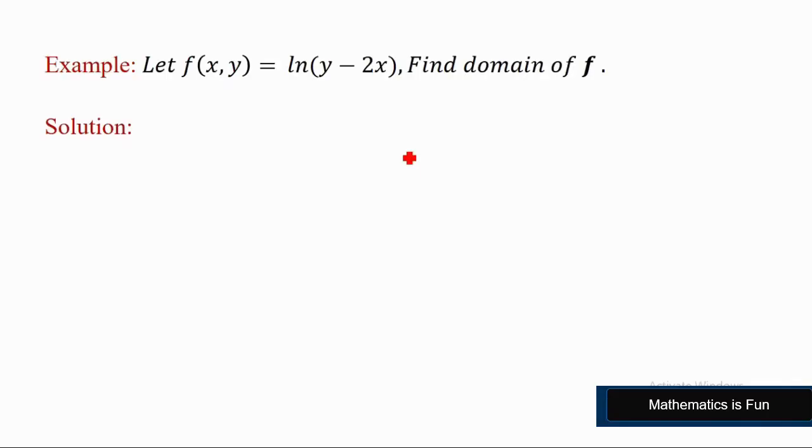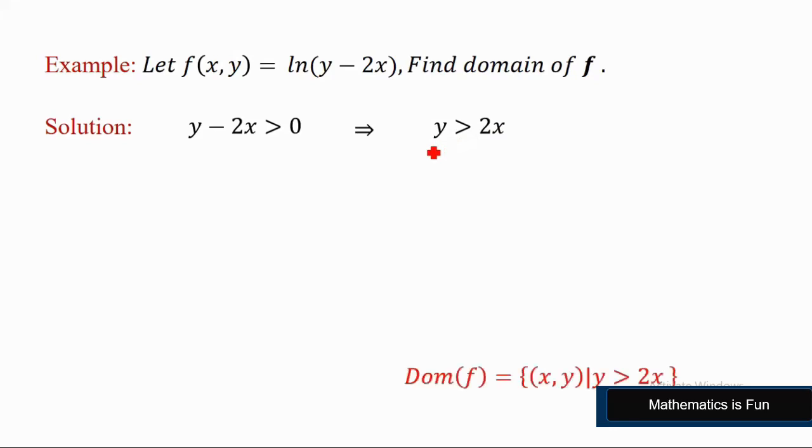Let's find the domain of this function. This function contains a logarithmic function, and the logarithmic function is defined for only non-zero positive numbers. So the term in the argument of the logarithmic function should be greater than 0. So let's take y minus 2x greater than 0, and after simplifying it, it gives y is greater than 2x. So all the ordered pairs satisfying this inequality would be in the domain of this function.